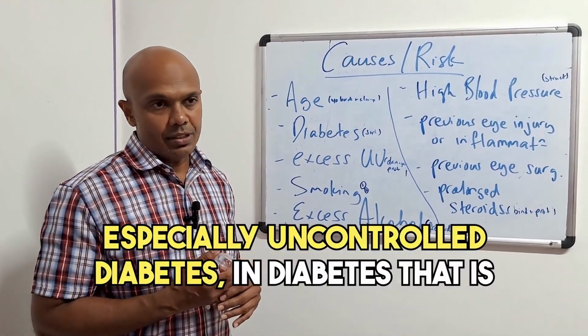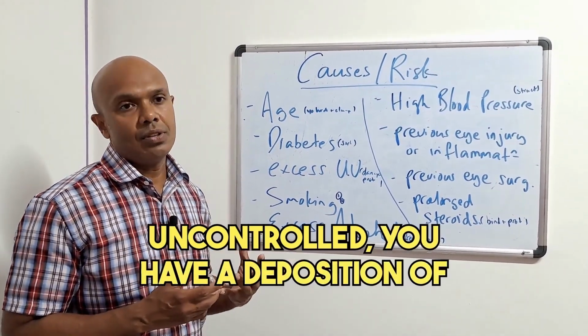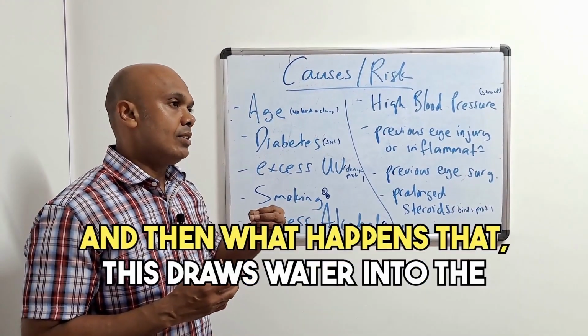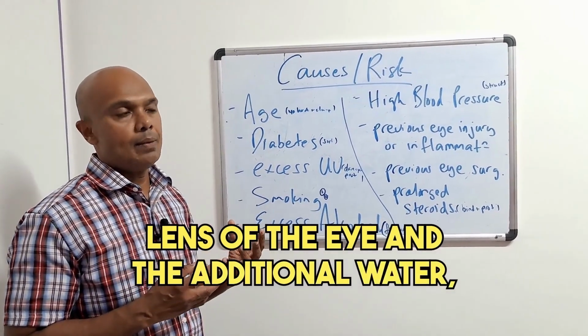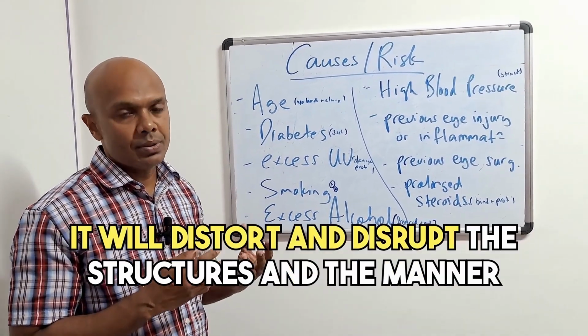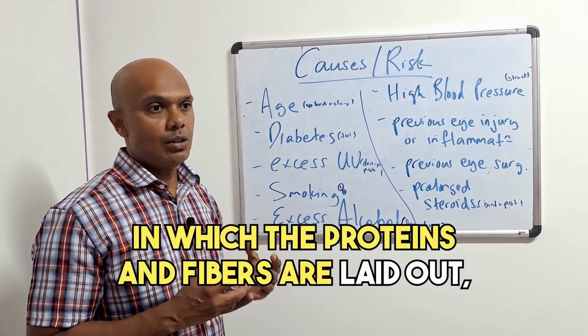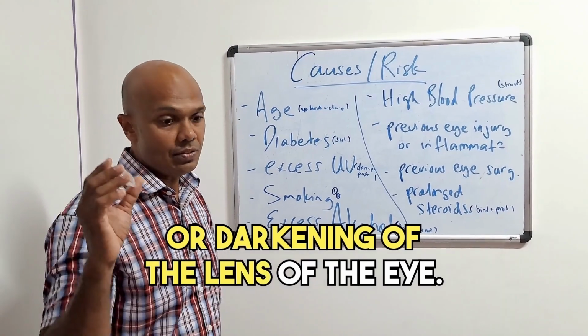Especially uncontrolled diabetes. In diabetes that is uncontrolled, you have a deposition of sorbitol in the lens of the eye. This draws water into the lens, and the additional water distorts and disrupts the structures and the manner in which the proteins and fibers are laid out, leading again to the opacification or darkening of the lens of the eye.